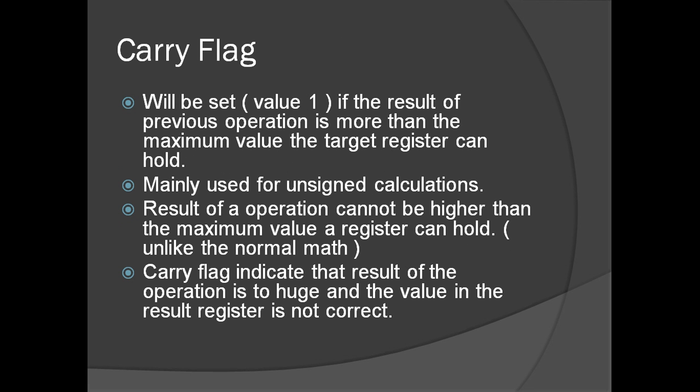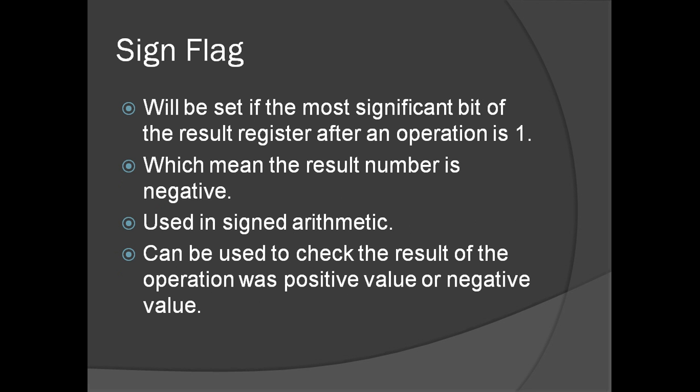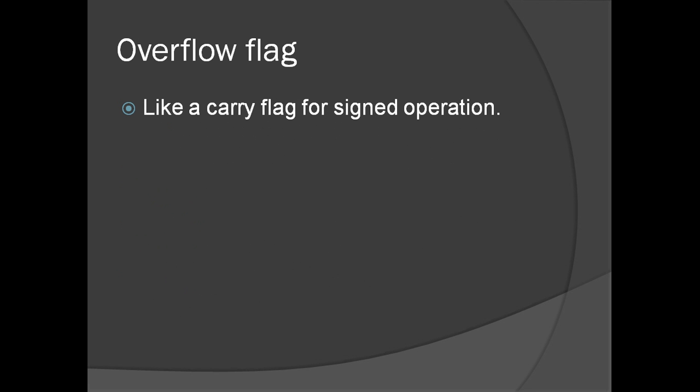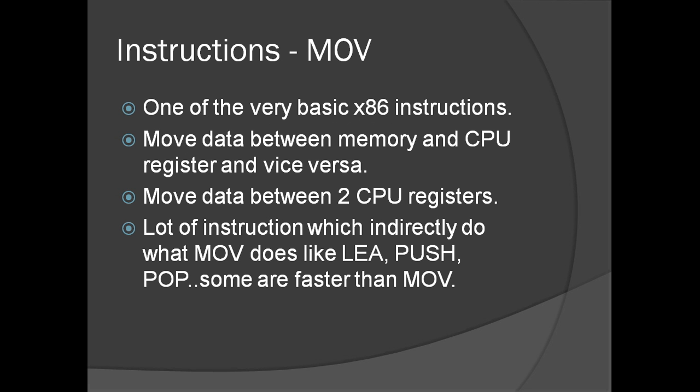Following are some of the flags which eFlags contains, which is a carry flag. It's again a result of an operation. Zero flag: if the operation result is 0, the zero flag is set. Then the sign flag and the overflow flag. eFlags contains other flags as well, but we will be concentrating only on the ones we have just mentioned. We will do this demo after discussing the instructions. Now let's go into the instructions.